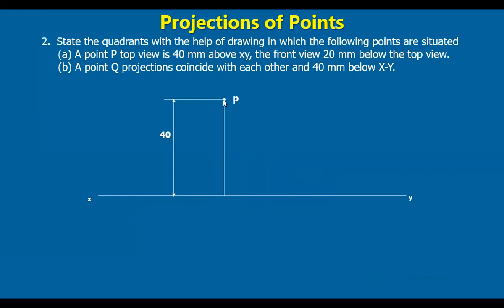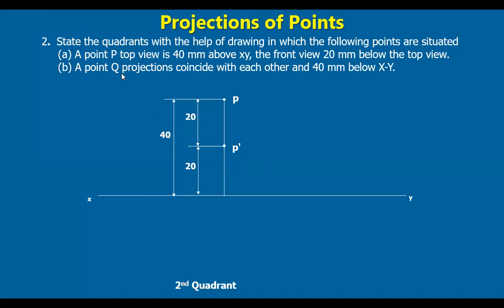This is the top view. From here, at a distance of 20 mm, we have the front view. So the distance 20 mm is marked here, and the front view of point P is marked. Obviously this point will be 20 mm above the horizontal plane. That's why this distance also you can mark. So the point is in the second quadrant because both the top view and front view are lying on one side, that too above the reference line.